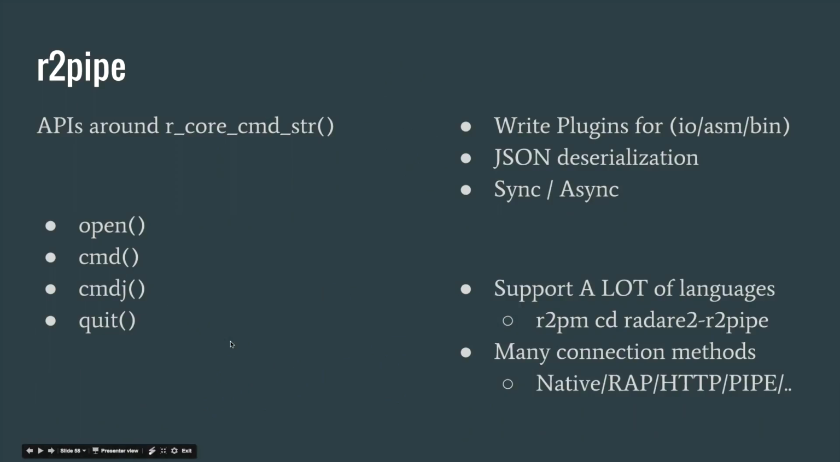these 4 commands. The API provides an open method, which allows you to open a target file using a specific transport. And then you have the cmd command, which basically runs a command in Radare2, and then you get back the result. And there is the same with the JSON output, which basically returns a native object of the result. And then there is quit. So it's only one method that you have to remember for using this API.